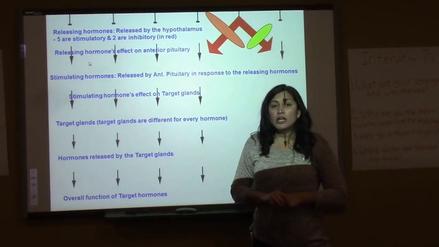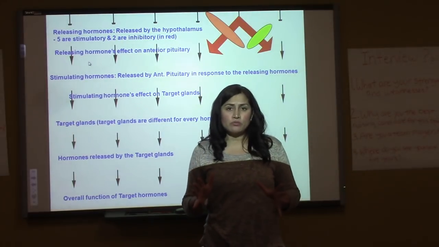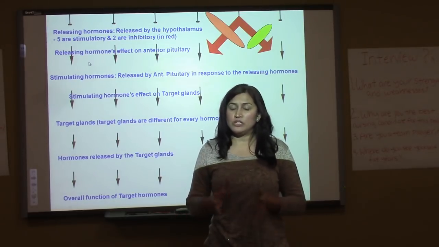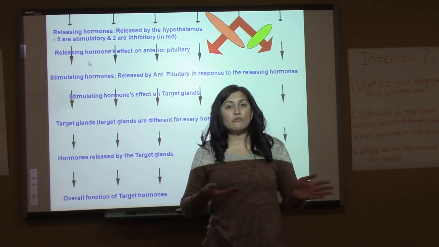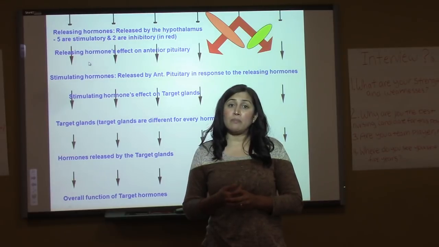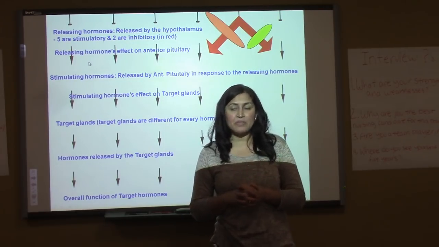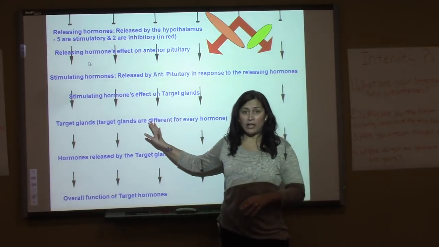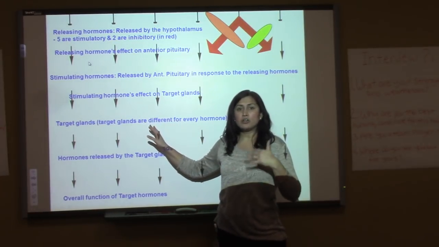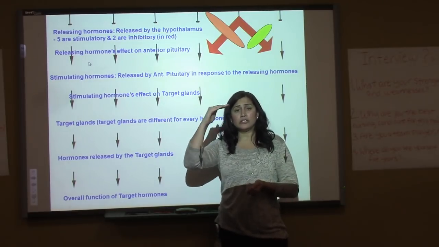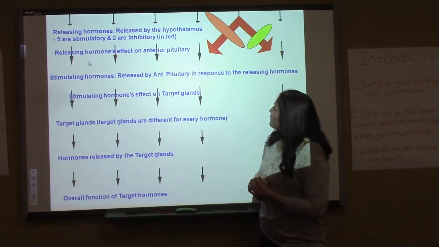Okay. Now, so that was the two hormones released by the posterior pituitary. Those are the only two hormones released by the posterior pituitary. Now we're going to look at the hormones released by the anterior pituitary, and that becomes more complicated. So here's a chart, and I'm going to show you what each portion of the chart means. And then the next slide actually lists all of the hormones.